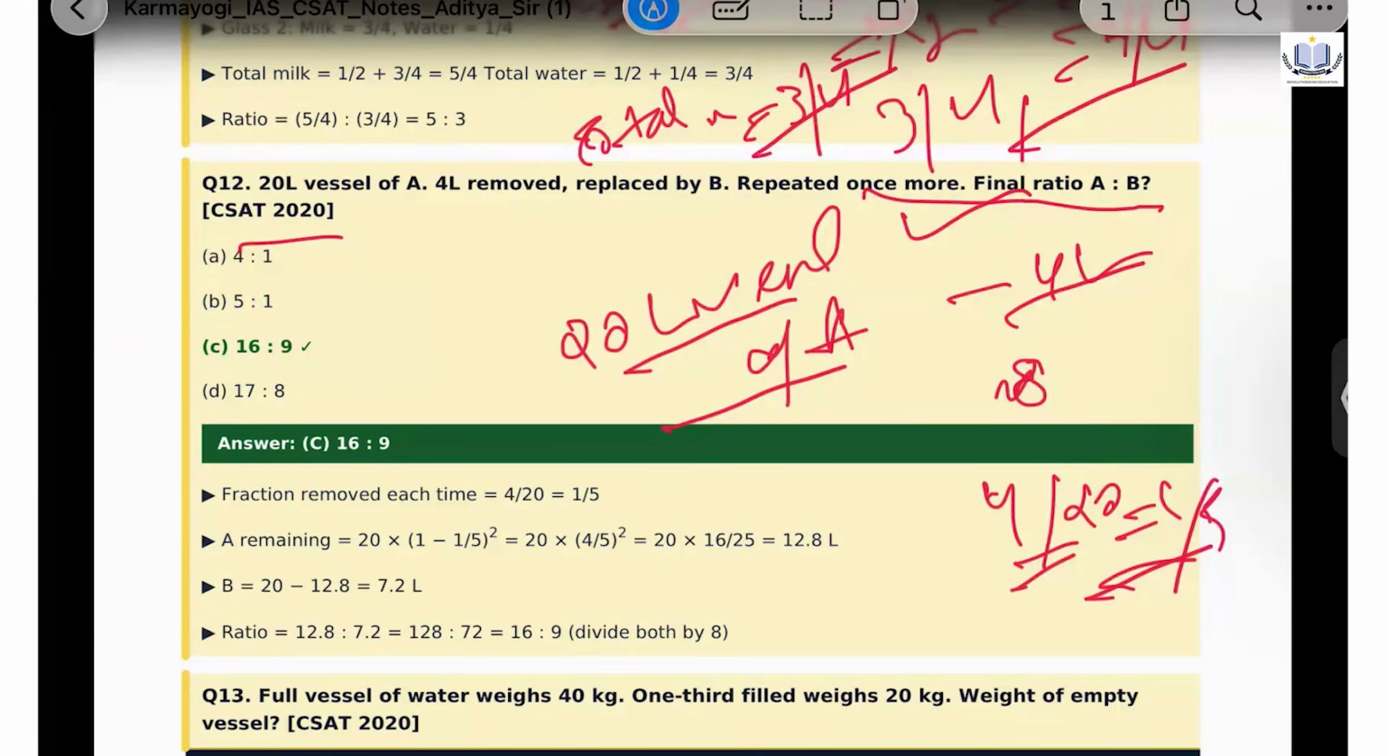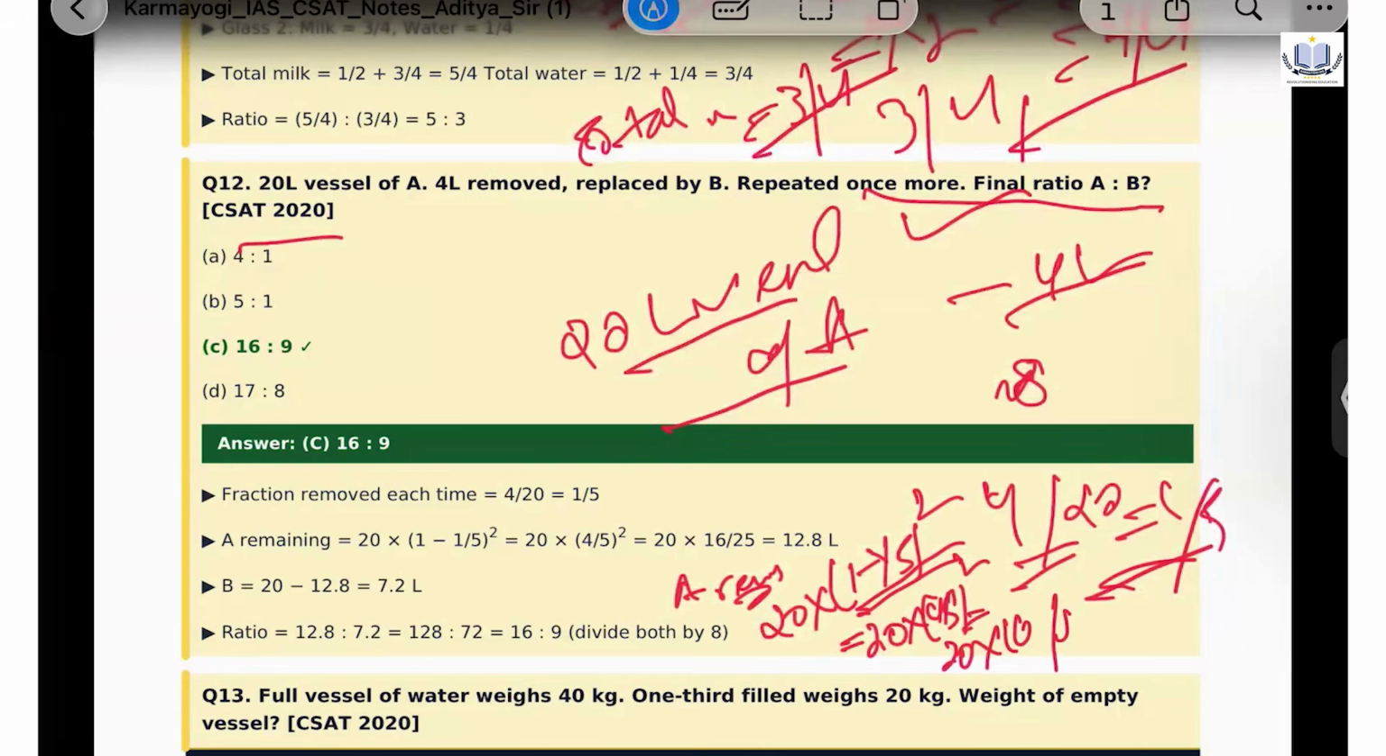So A remaining will be 20 into (1 minus 1/5) whole squared, because we are repeating twice. 20 into (4/5) squared, that will be 20 into 16/25, 12.8 liter. So what is left is B, because we are replacing it by B.